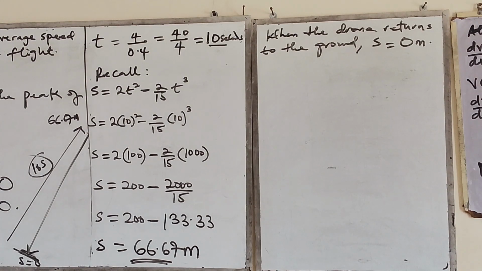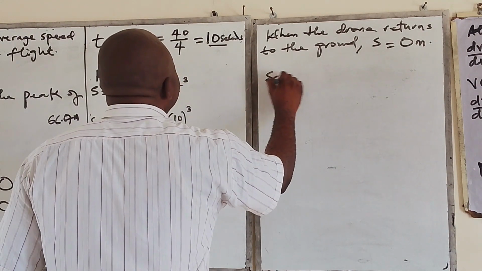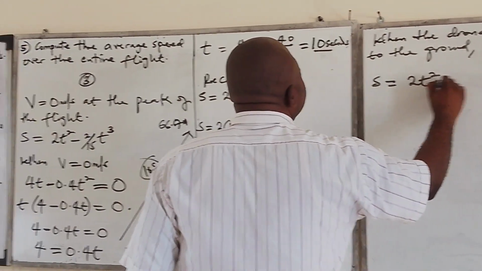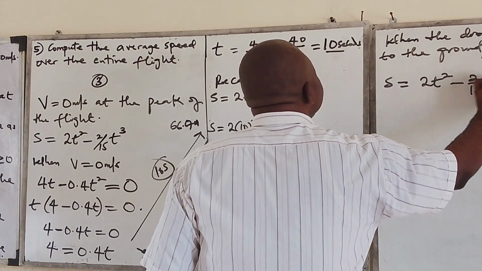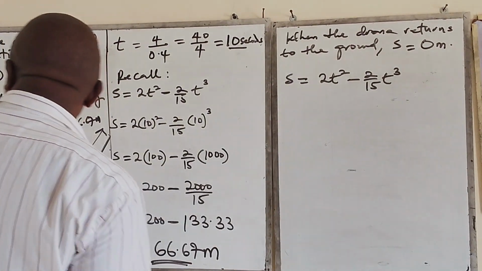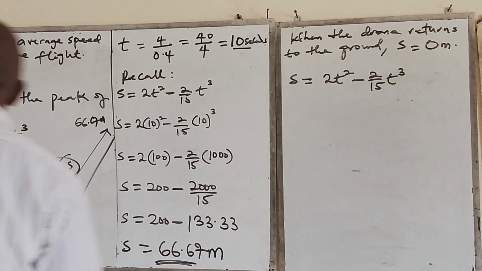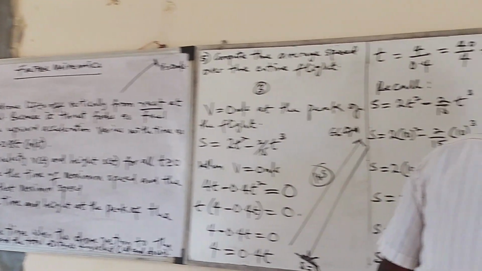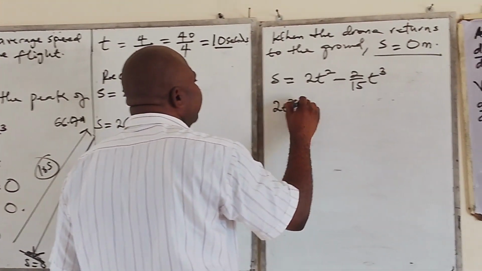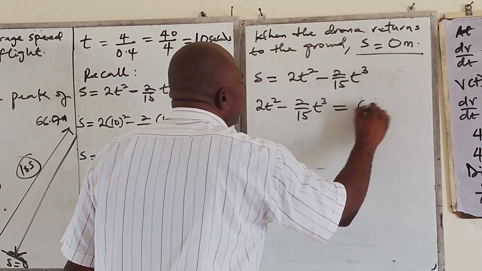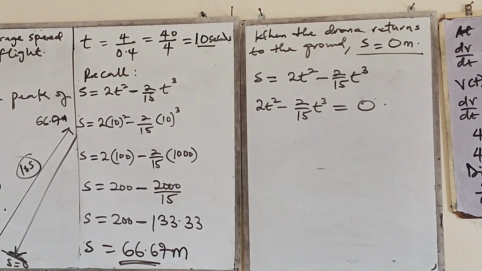And remember, we know the value of our s: s is equal to 2t squared minus 2 all over 15 t raised to the power of 3. Now let's see the time when the drone returned to the ground. At this point, s is equal to 0. So 2t squared minus 2 all over 15 t raised to the power of 3 is equal to 0. That's the time at which the drone returns to the ground.